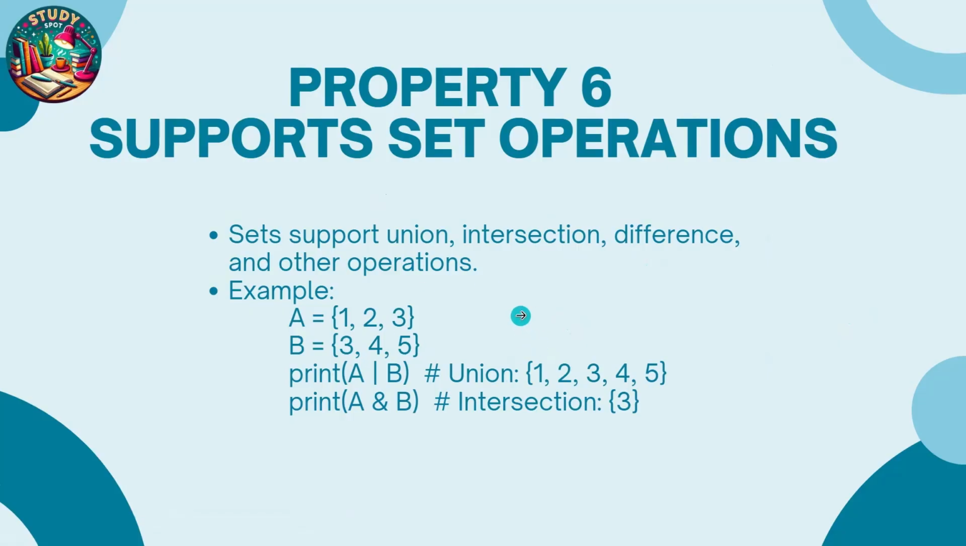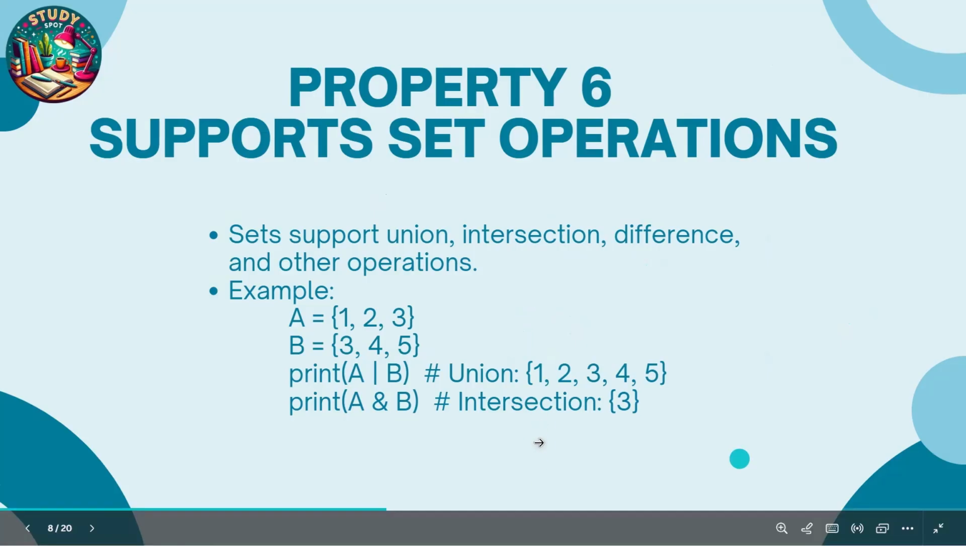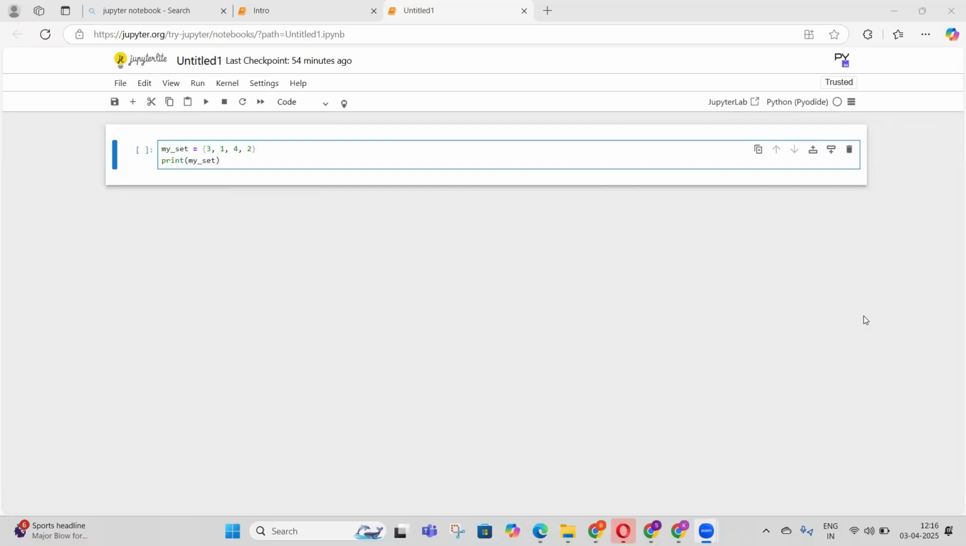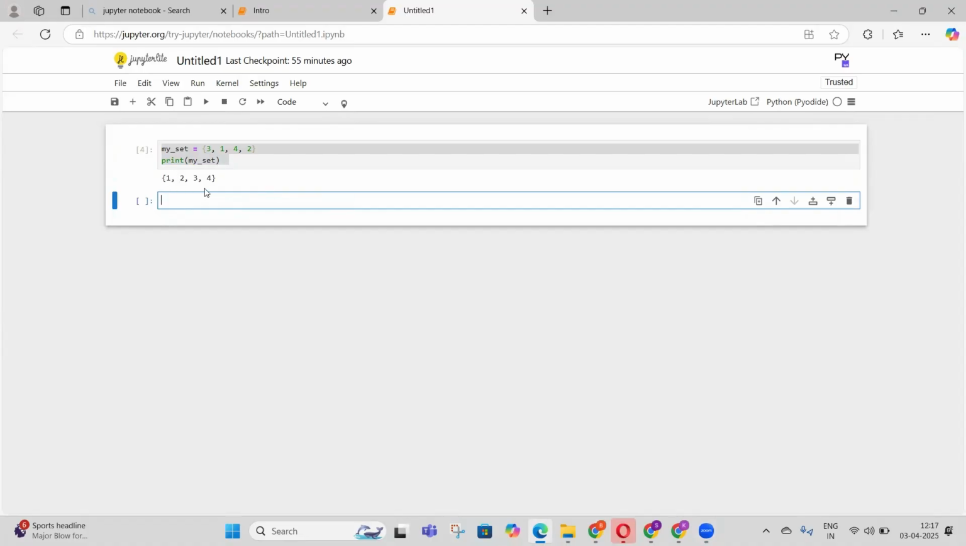We can also implement these practically, and then we get clarity about them. So let's see practically. Here I'm taking an example for unordered elements. Here I took a set, assigned some values, and I'm printing this set. Now let's run this. Here the order may vary. It gives 1, 2, 3, 4 in order.